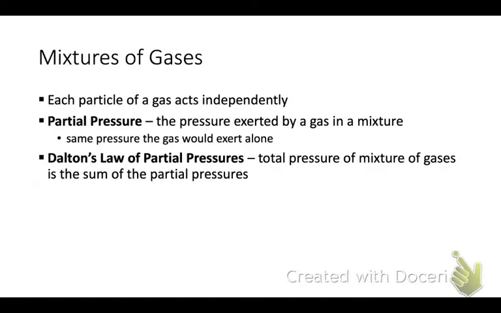Dalton's law of partial pressure states that the total pressure of a mixture of gases is the sum of the partial pressures. Meaning if I have three gases, the total pressure will be the partial pressure of gas 1 plus the partial pressure of gas 2 plus the partial pressure of gas 3, as shown here in this equation.